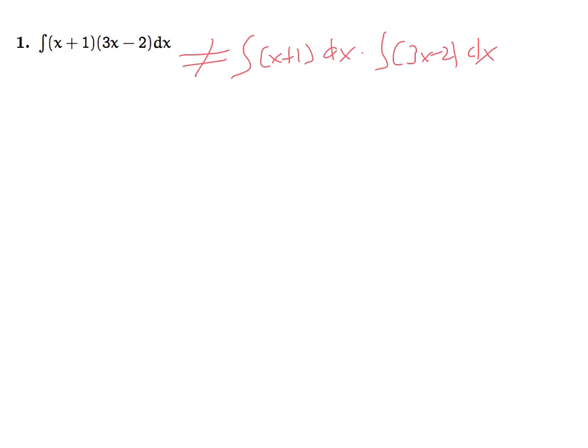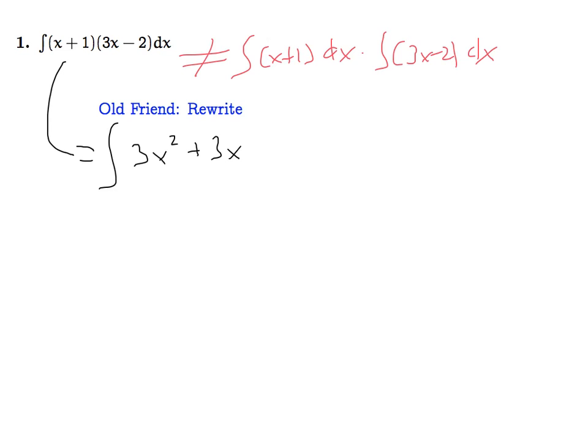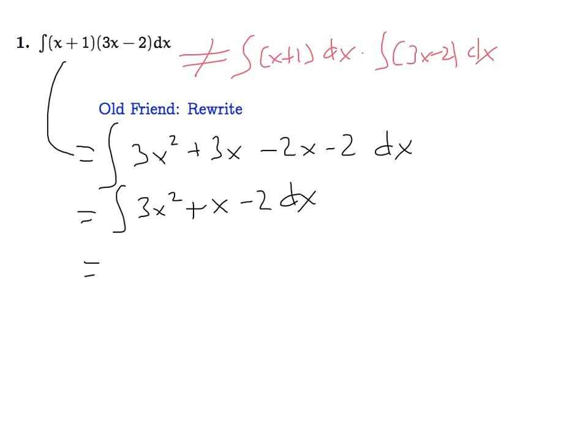But what we need to do is remember our good old friend rewrite. And what our good friend rewrite says is that we can say this is going to be equal to the integral, and now we just need to multiply things out. So we're going to get 3x squared plus 3x minus 2x minus 2. And now this is something we can take the integral of, because we just need to break this up now into a few separate integrals. Actually, I'm going to simplify first, because it's going to make my life easier if I have one less integral to do. Okay, so now I break them up.